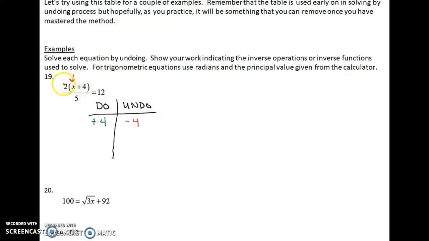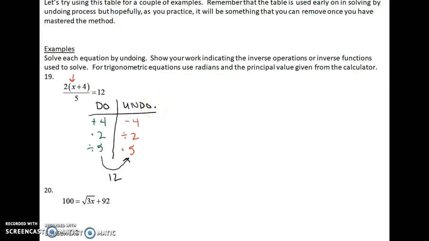Then after I would add 4, the next thing, in terms of order of operations, I'd have to multiply by 2. I'm still working in the numerator, with that grouping symbol idea. So to undo multiply by 2, I divide by 2. Lastly, I can now divide by 5 as the very last step. So to undo divided by 5, I multiply by 5. So all those pair together on the right side. Now when I'm undoing those, I undo those in the reverse order. And the number I'm using is the 12, what's on the right side of the equation.